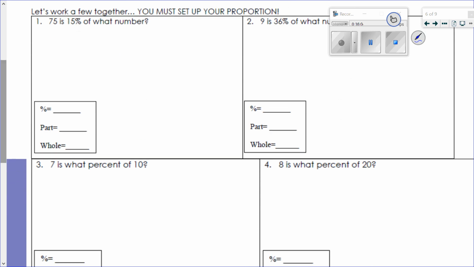Okay, guys, let's look at this next part. Right here, it says 75 is 15% of what number? Okay. So what do we know, guys? What do we know? Talk to us. 15%. Okay. 75 is 15%. All right. 15%, so we know the percent, right? Yes, ma'am. Good.